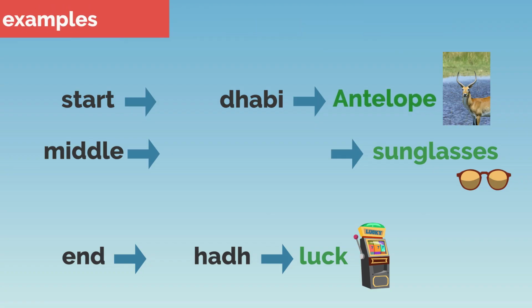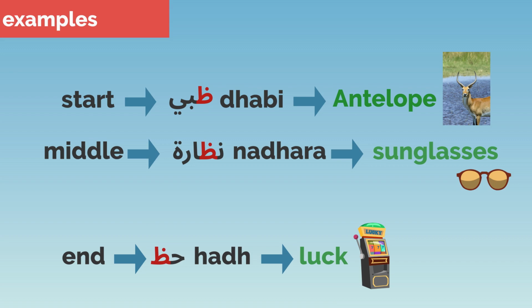When the word starts with حرف الظاء, like ظبي. And when حرف الظاء comes in the middle of the word, like نظارة. And the last position, when حرف الظاء comes at the end of the word, like حظ.